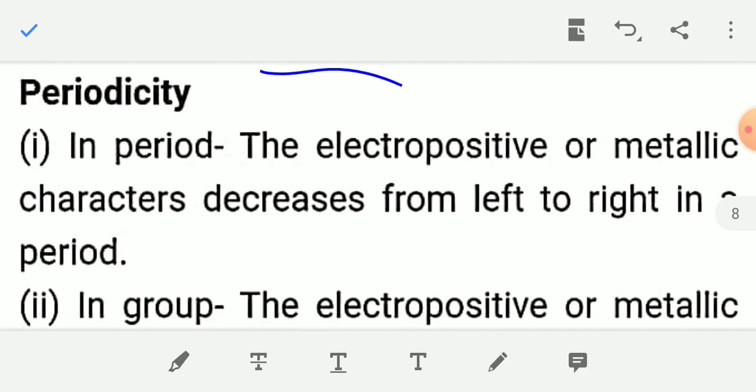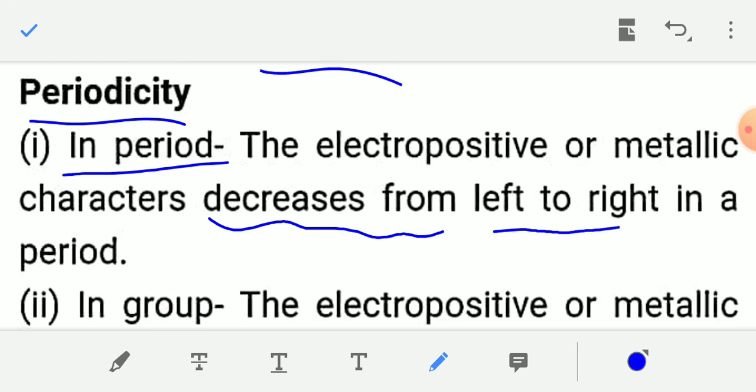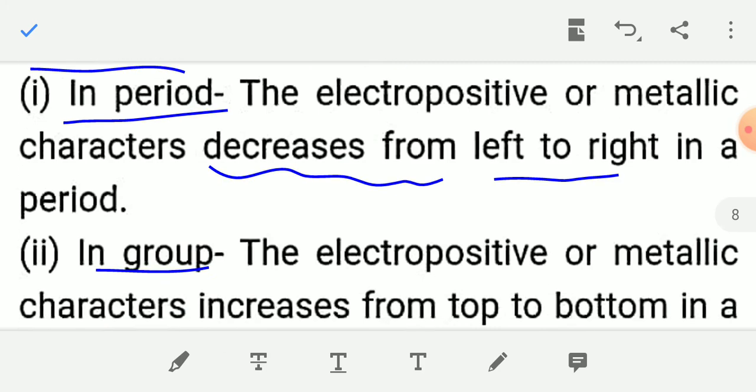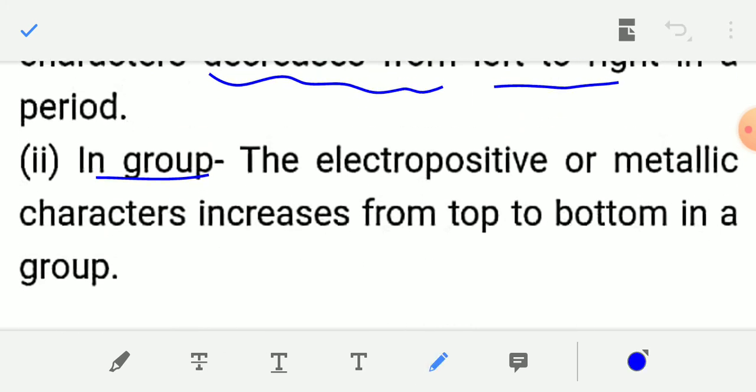Now, periodicity in metallic character. In a period, the electropositive or metallic character decreases from left to right. That means from left to right, non-metallic character increases, but metallic character decreases. And in a group, the electropositive or metallic character increases from top to bottom.